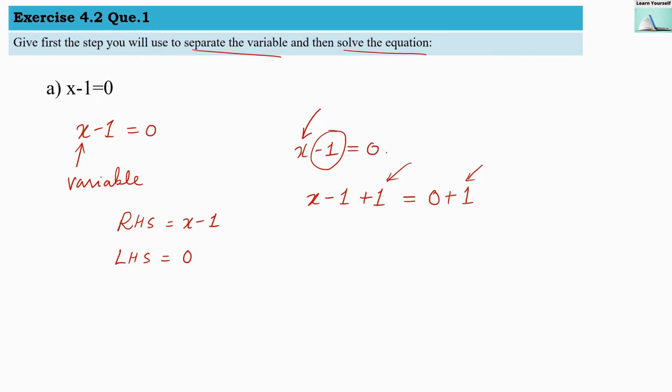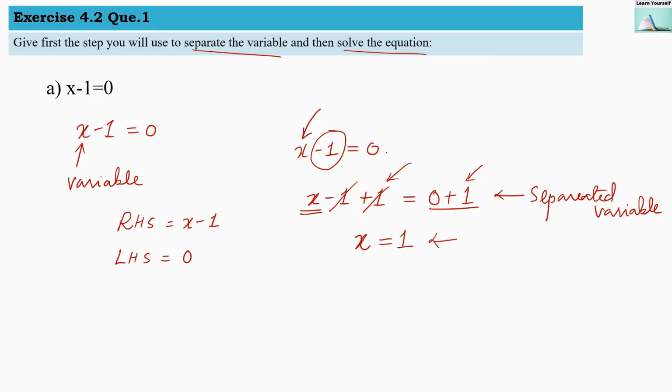Now let us solve this. So minus 1 and plus 1 will get cancelled out, and here our x is alone. So we have separated this x. So this is the first step where we have separated our variable. And in the next step, when we solve it, both of the numbers will get cancelled out and we will get x equals 0 plus 1 equals 1.